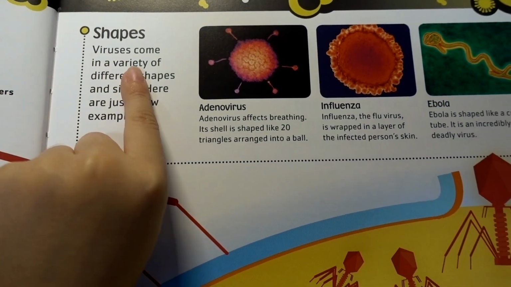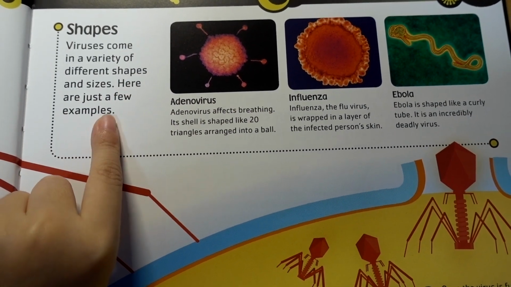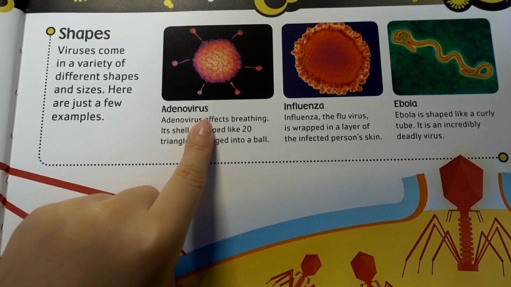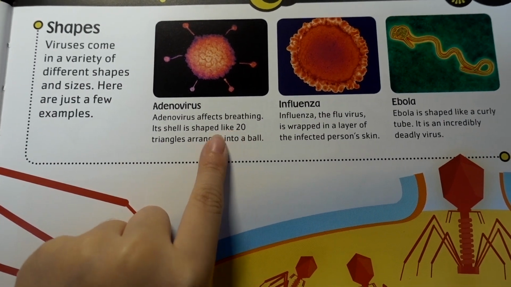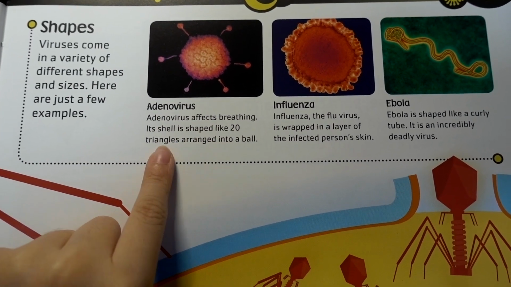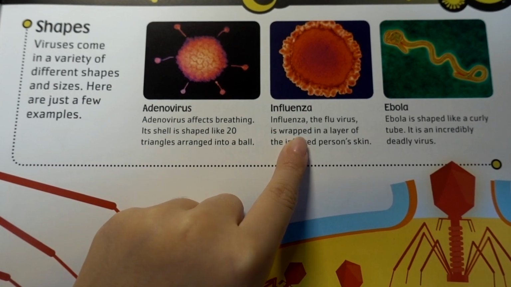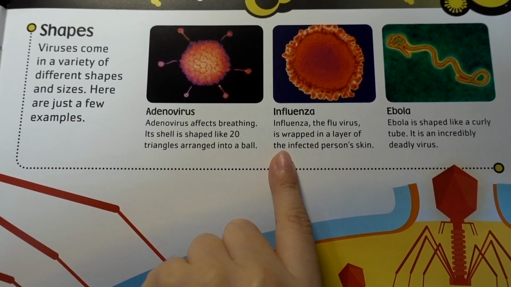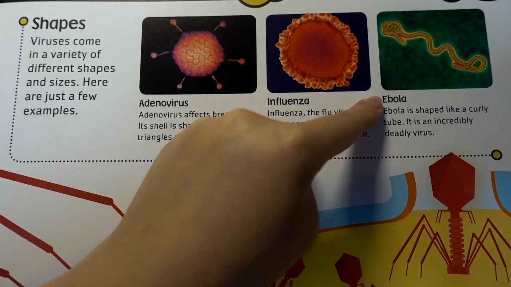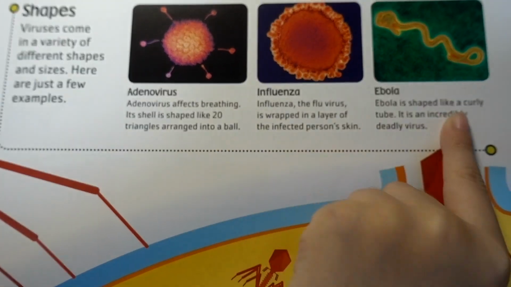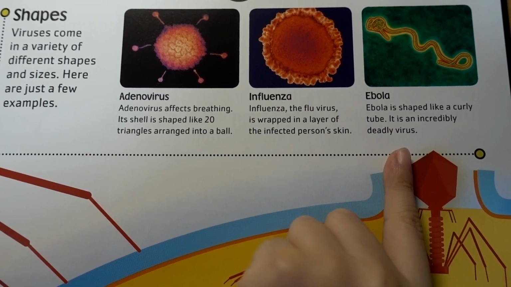Shapes. Viruses come in a variety of different shapes and sizes. Here are just a few examples. Adenovirus. Adenovirus affects breathing. Its shell is shaped like 20 triangles arranged into a ball. Influenza. Influenza, the flu virus, is wrapped in a layer of the infected person's skin. Ebola. Ebola is shaped like a curly tube. It is an incredibly deadly virus.